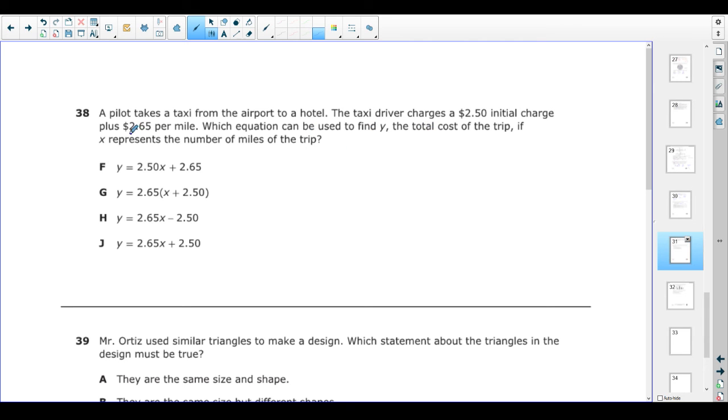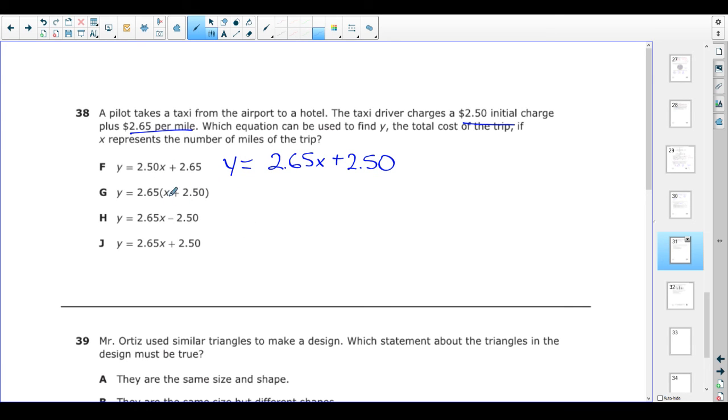Okay, so if it's $2.65 per mile, it's 2.65 times the number of miles. Okay. He also charges an initial fee, but that only gets charged one time. It's not per mile, so it's just off on its own, just plus 2.50. And throw a little y equals in front of it. This is our answer. And we find the answer choice that looks like that.